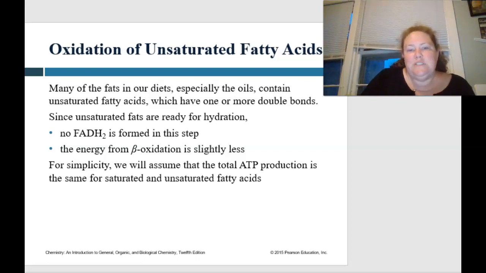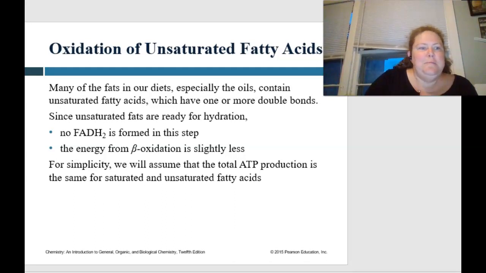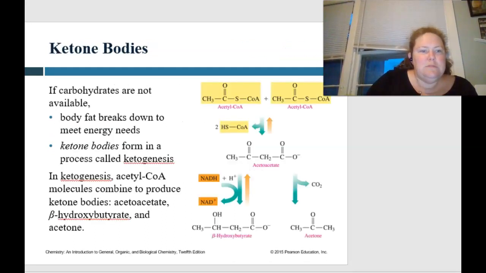So since unsaturated fats are ready for hydration, no FADH2 is formed in this step. And then the energy from beta oxidation is slightly less. For simplicity, we're going to assume that the total ATP production is the same for saturated versus unsaturated fatty acids. So we have to talk about ketone bodies as well.